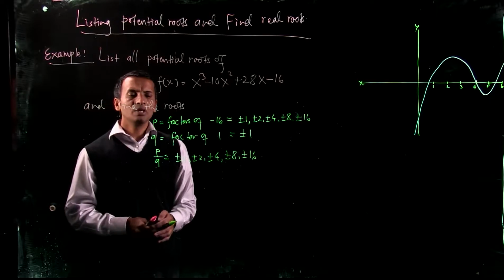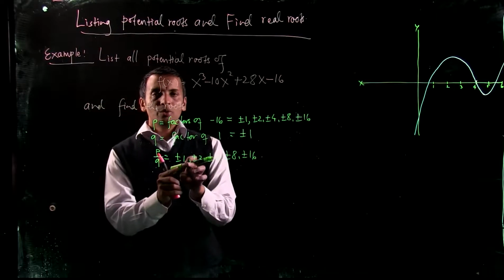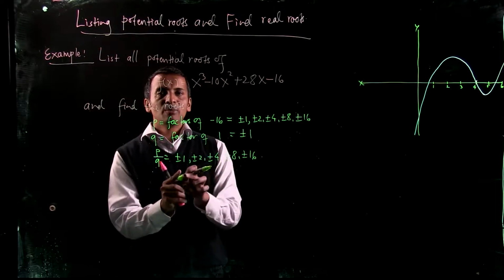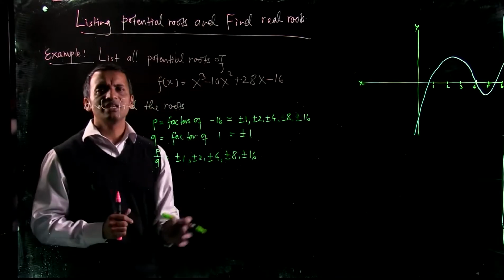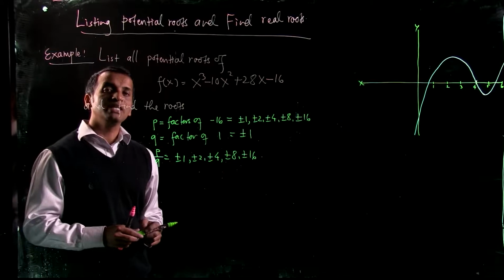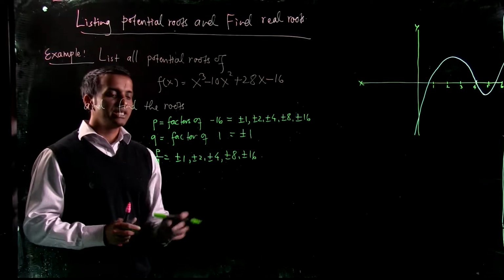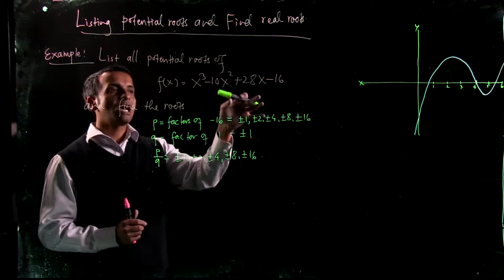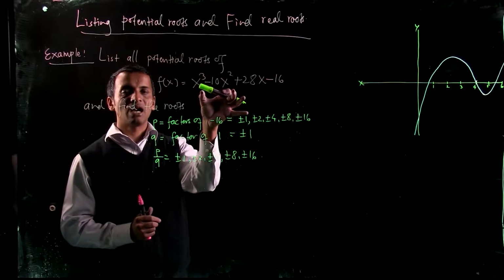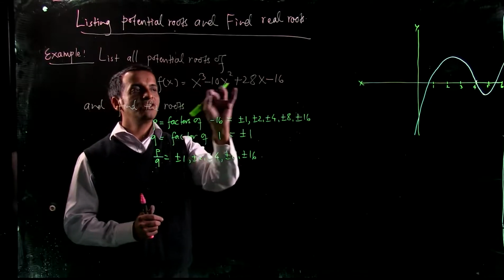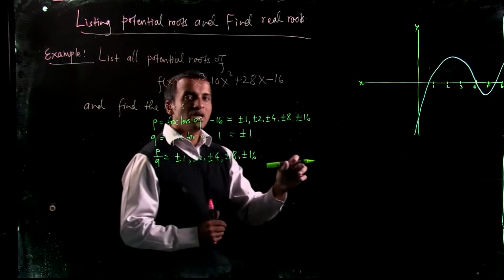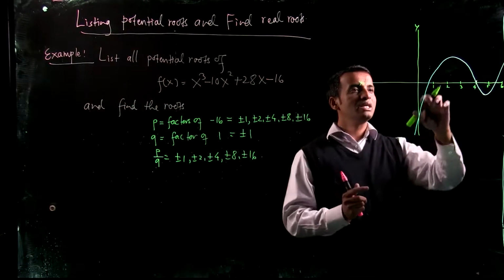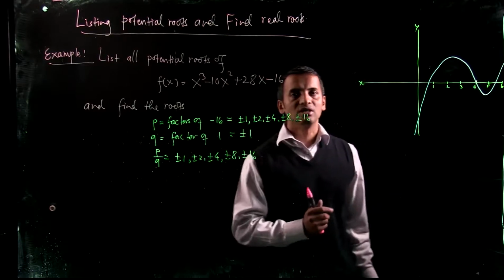So next, we want to check whether all of these numbers are roots or not, right? But checking all those numbers takes more time. So for convenience, we draw the graph. We plot this function in the graph. In your calculator, enter these things in y1 equals, okay? So after you plot this, you will get this graph for that function.